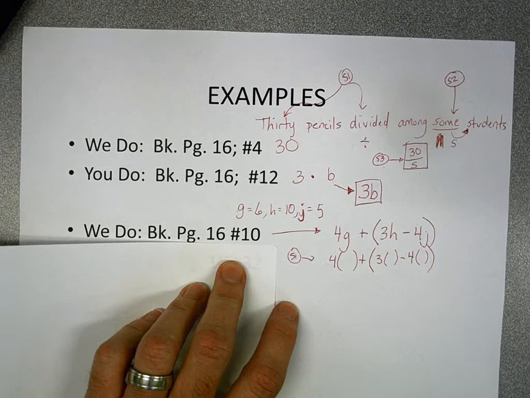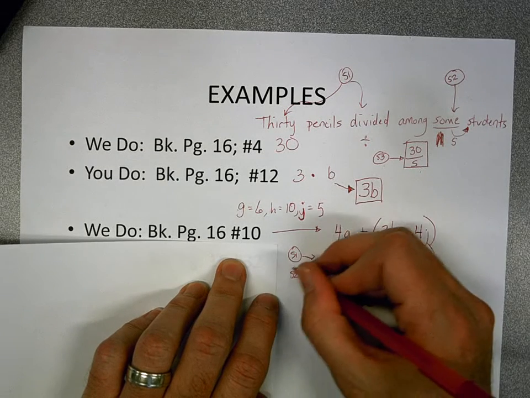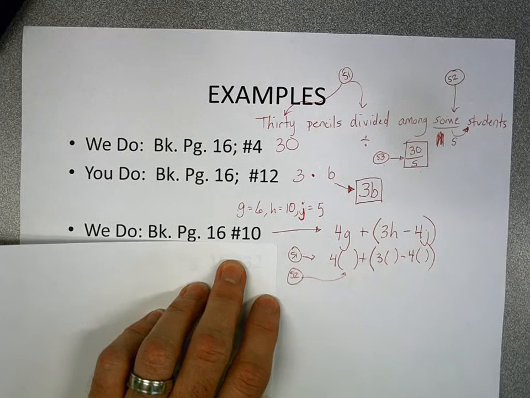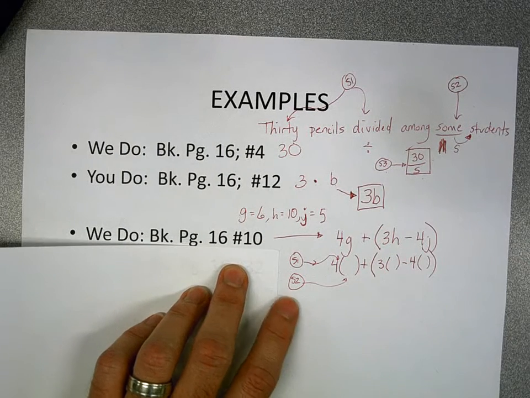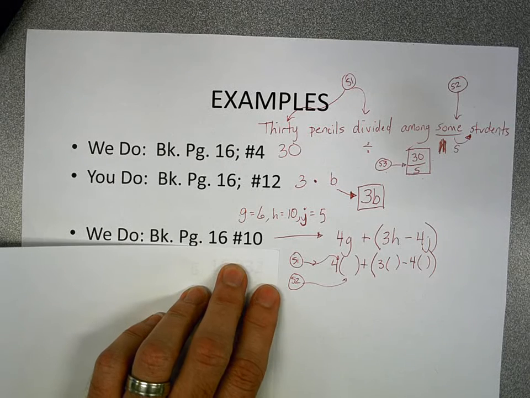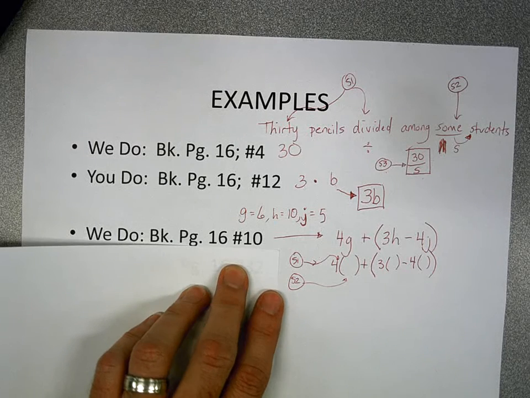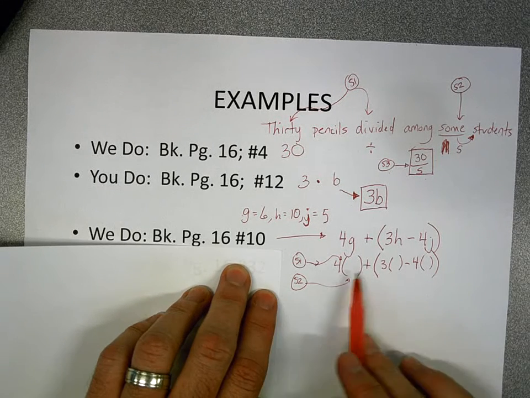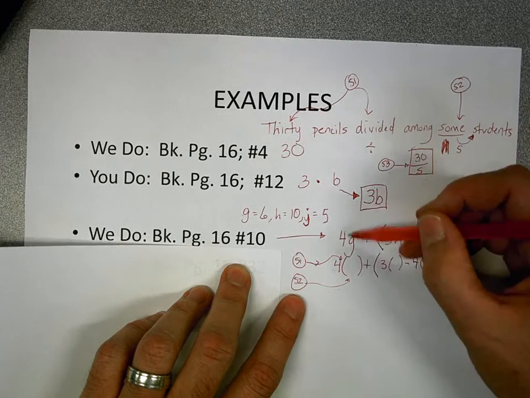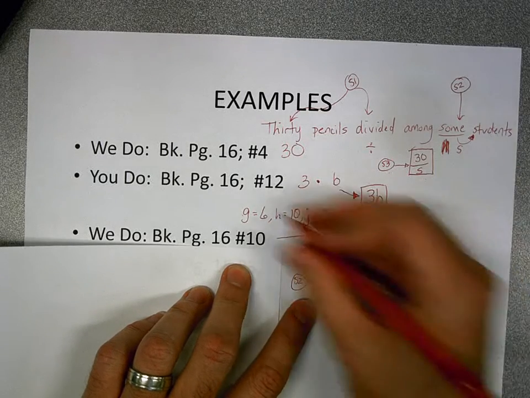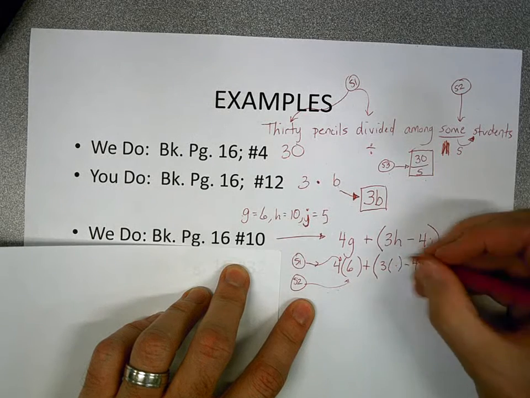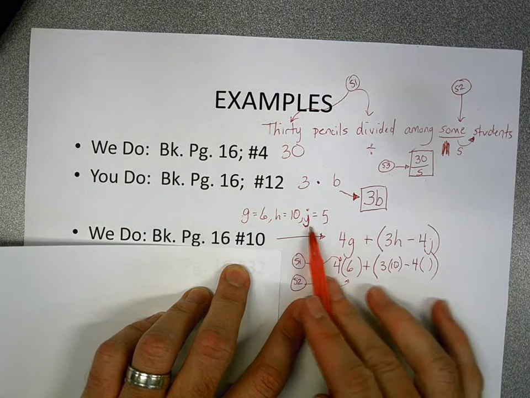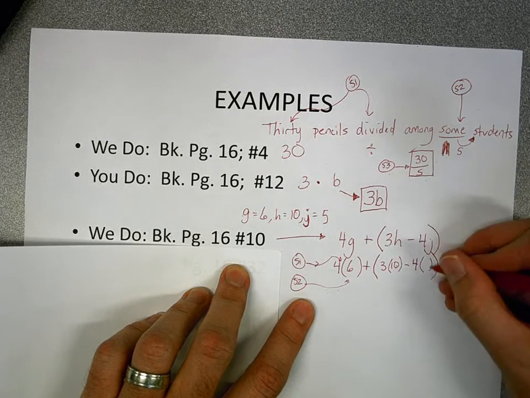Okay. Step 2, I'm going to plug in my numbers. Now, a lot of people like doing step 1 and step 2 at the same time. I'm okay with that as long as you can handle that. So step 1, parentheses, step 2. This was a g, so when they defined the variable, that was a 6. The h is represented by a 10, and the 5 for the j.